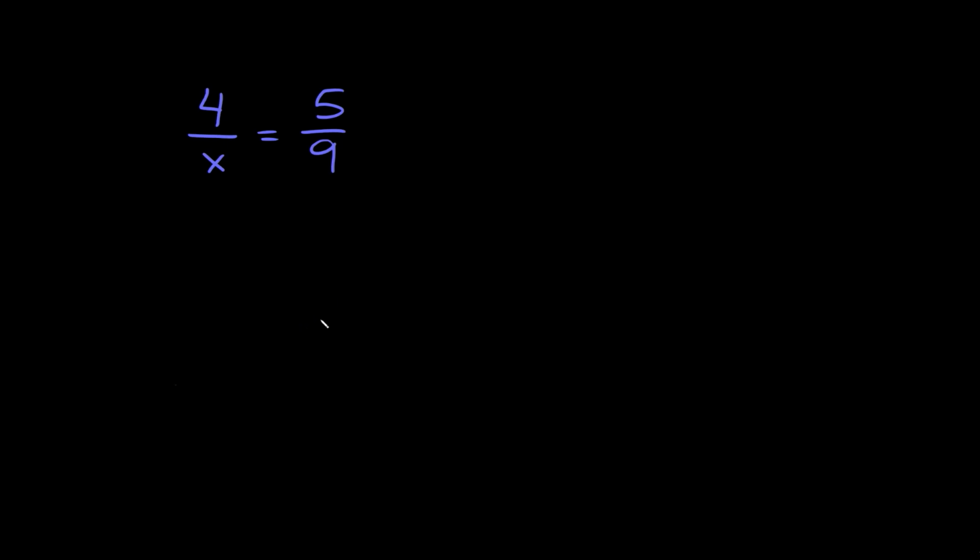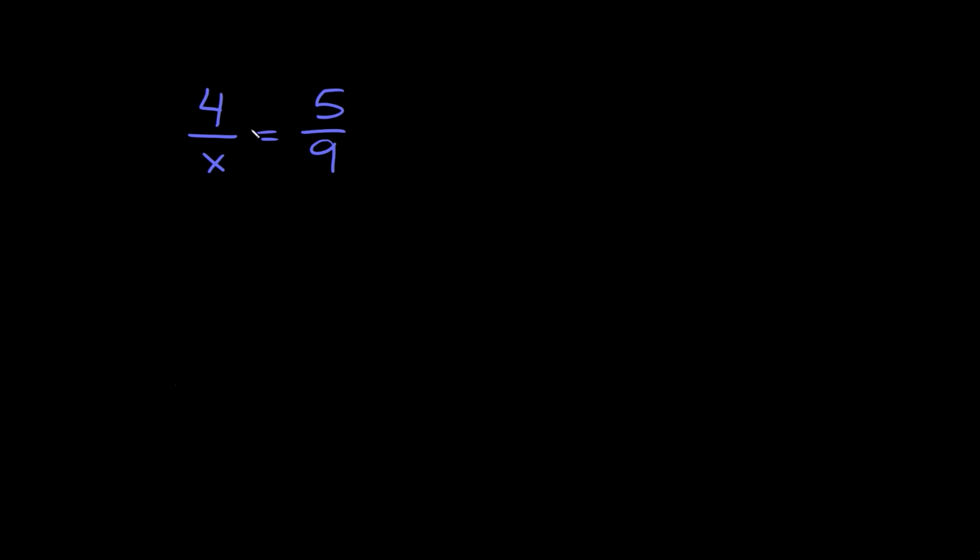So in this video, I'm going to teach you how to solve proportions, all right? And we're going to get progressively more complicated with our problems. So let's start with an easy one right here. So we have 4 over x is equal to 5 over 9. So the easiest way to solve these is by cross multiplying.